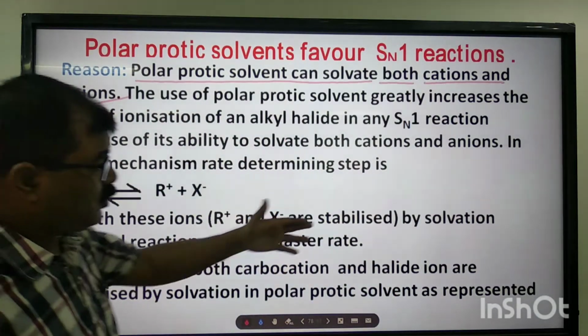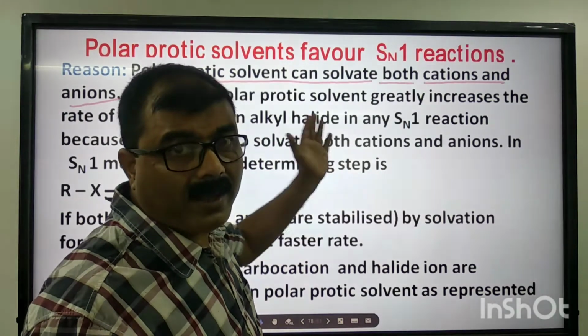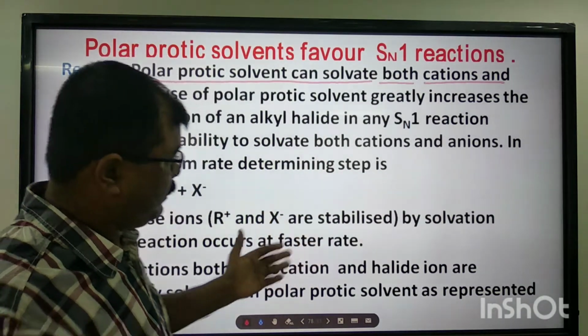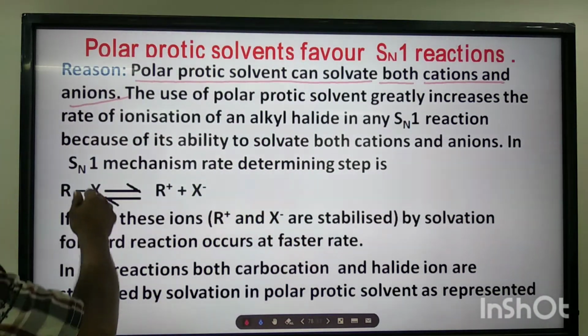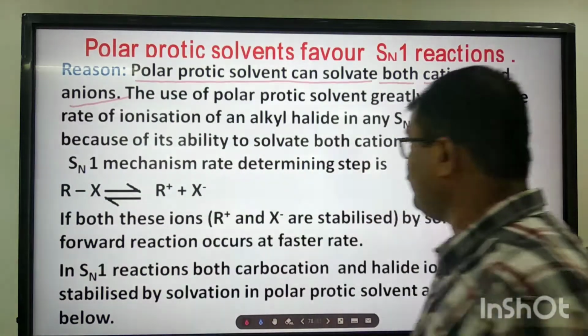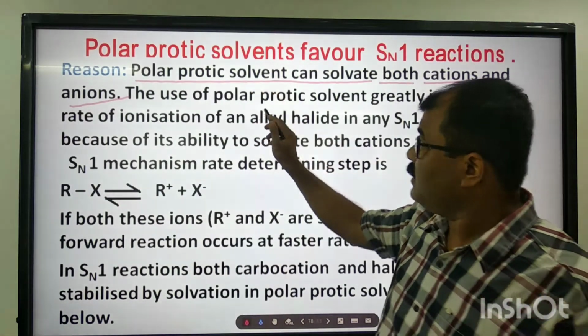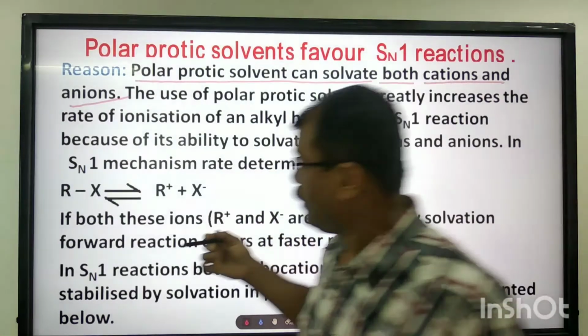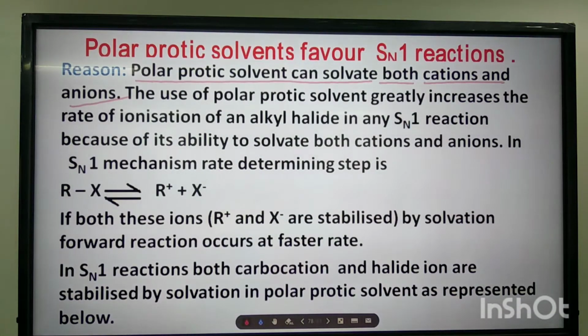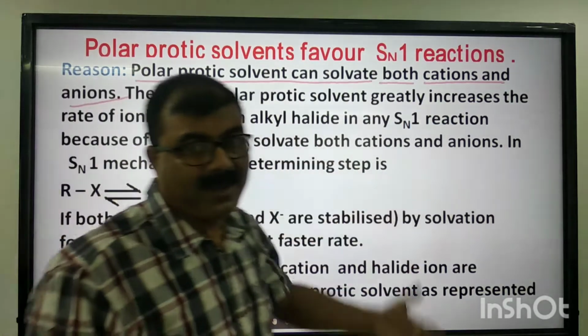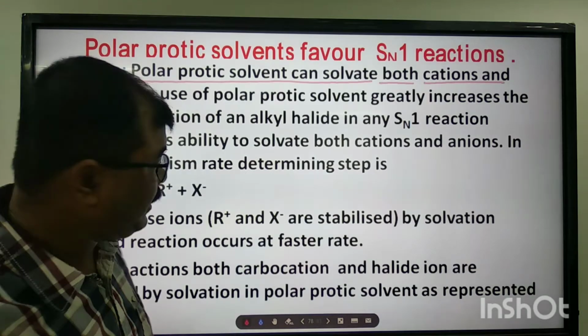So, solvation and solvent. The process is solvation. You will say the solvent. Okay? Now, the use of polar protic solvent greatly increases the rate of ionization of an alkyl halide in SN1 reaction. Now, why is it so?